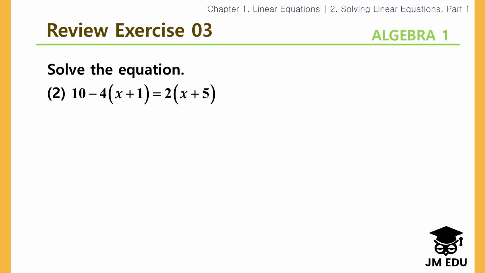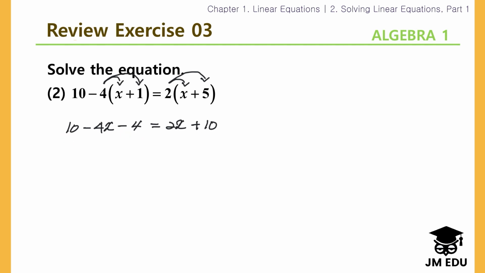Number 2, let's eliminate parentheses. So 4 times x, 4x, well actually negative 4 times x, negative 4x, right? Negative 4 times positive 1, that's negative 4 or minus 4. So left hand side will be 10 minus 4x minus 4 is equal to right hand side, 2 times x, 2x, 2 times 5, that's plus 10. So if you look at left hand side, we have like terms, two constants.